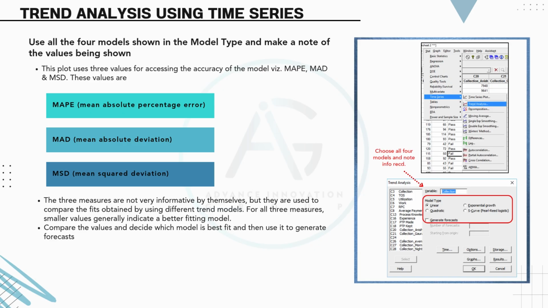Why? Because we want to evaluate which model fits the data best. Minitab provides us with 3 statistical measures to evaluate the goodness of fit. 1. MAPE, mean absolute percentage error. 2. MAD, mean absolute deviation. 3. MSD, mean squared deviation. These values are generated for each model and help us compare them. Lower values typically indicate a better fitting model.